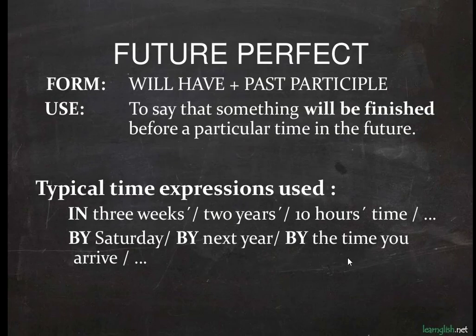What about the future perfect? To form a verb in the future perfect, we use will, have, plus past participle. We use it to say that something will be finished before a particular time in the future.